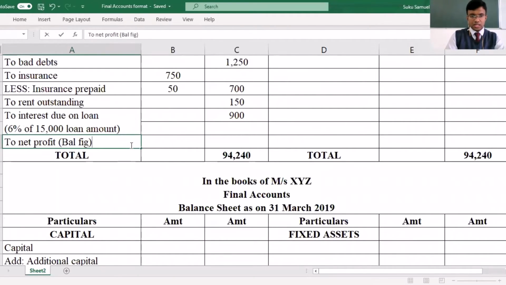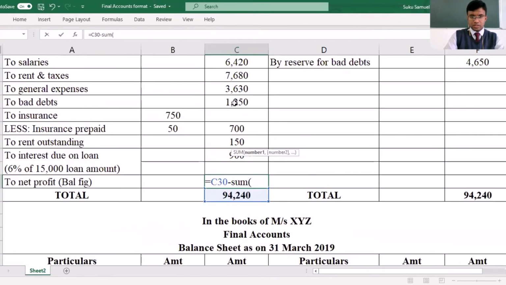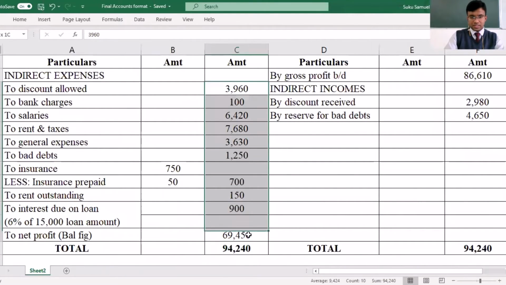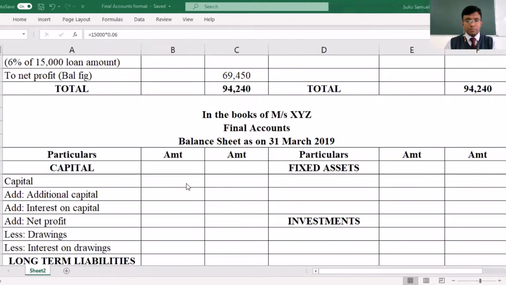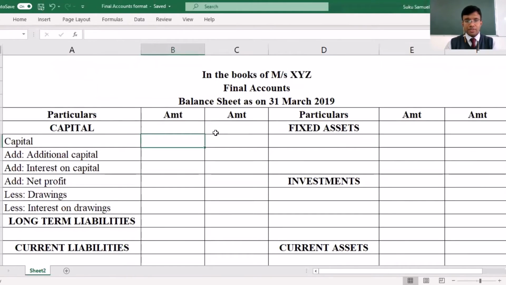So net profit over here we will have to calculate. Let's just quickly calculate this. So this works out to be 69,450. 69,450 is your net profit. So with that, we've also completed the preparation of the profit and loss account. Now let's go about with the preparation of the balance sheet. So we've got the format of the balance sheet prepared over here. So let's start one by one.